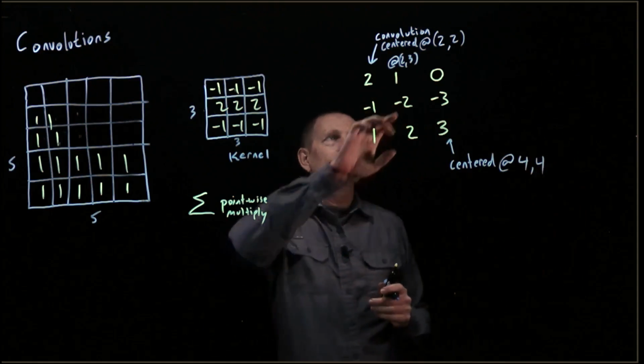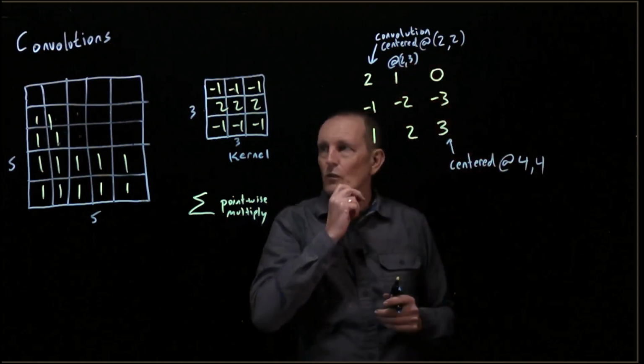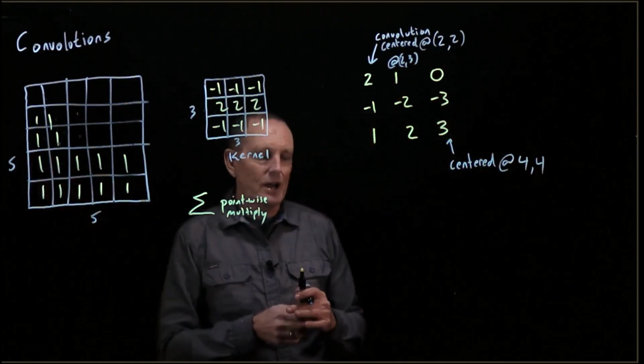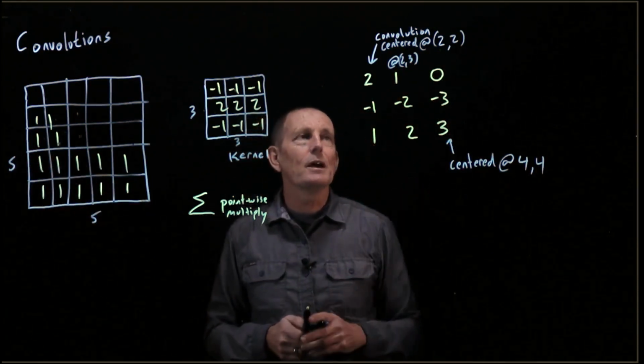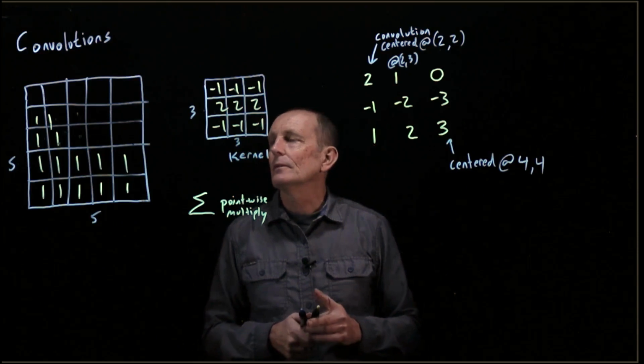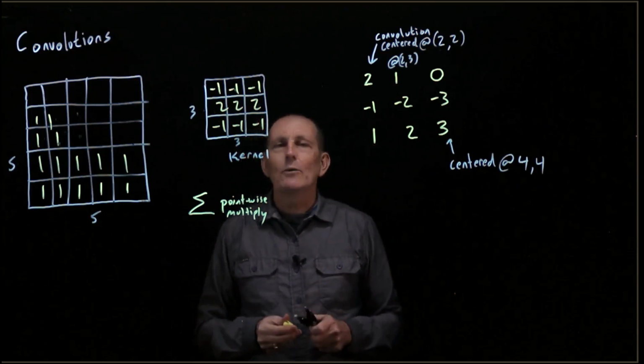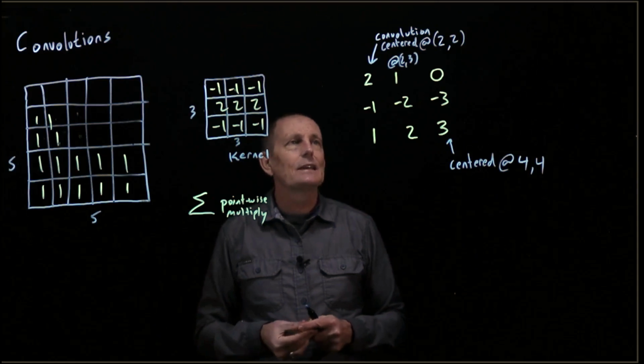So we went from being centered at 2, 2 to centered at 4, 4, which is how we ended up with a 5 by 5, taking us now down to a 3 by 3. How can we understand this? Well, how we can understand it is something like this.